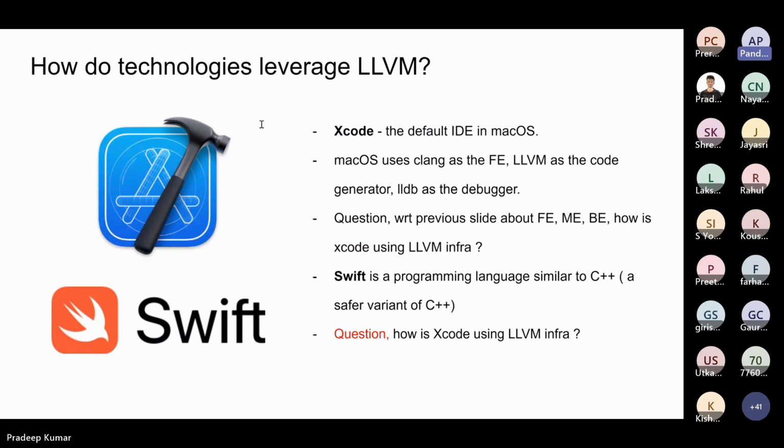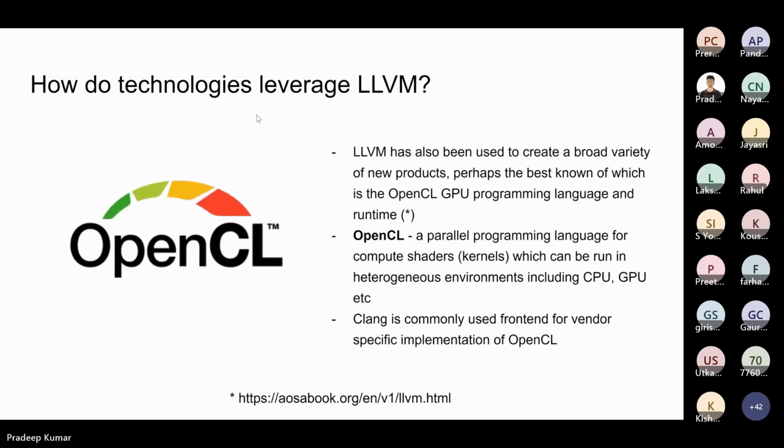The Swift programming language itself is one of the front ends for LLVM. Swift is used for iOS app development and several other Apple-centric use cases. And Swift's predecessor, Objective-C, was also one of the front ends for LLVM. So this is one example. And Pradeep will take you through SPIR-V and OpenCL.